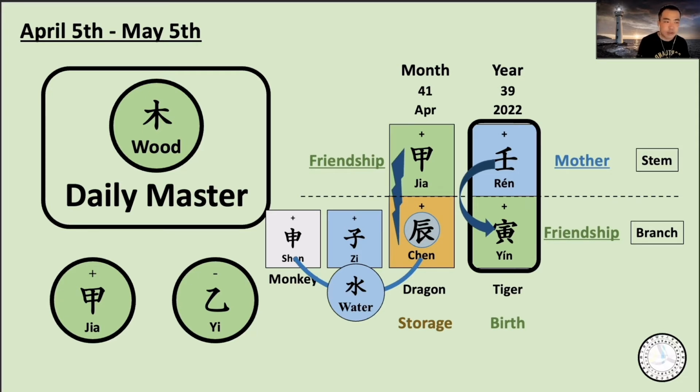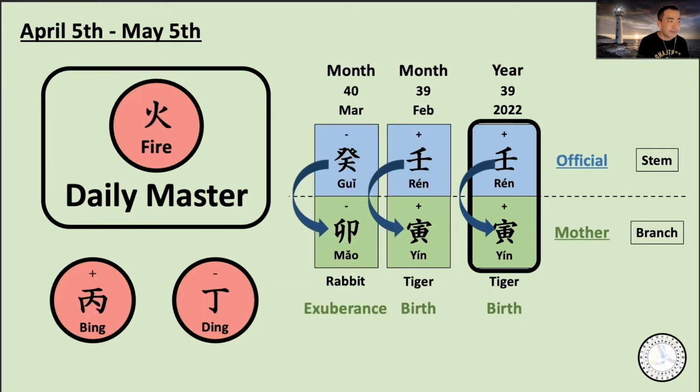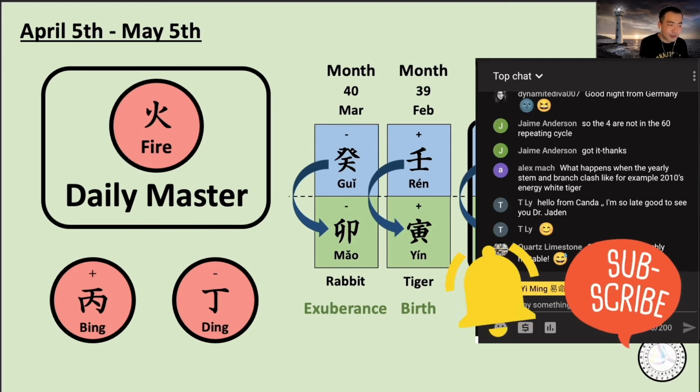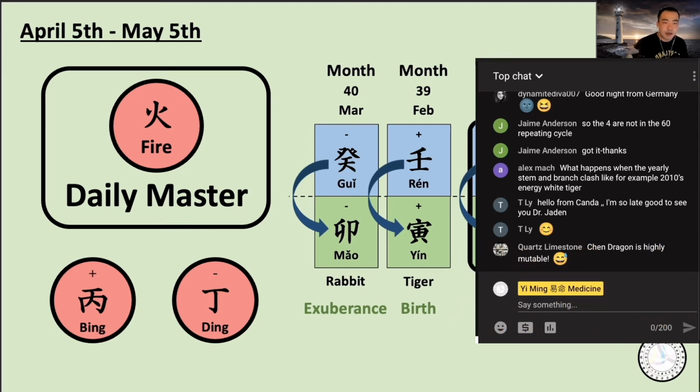Okay, that is the wood daily master. And this is fire. Yes, quartz. Chun dragon is highly mutable. But not only Chun dragon, every earth energy transforms into at least 3 to 4 different energies. So looking at the earth is the most important and most difficult thing in this study. If you know how to interpret earth, that is kind of the completion of the study.